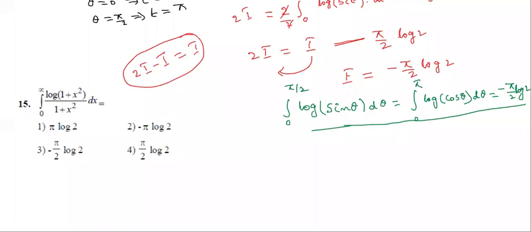Integration 0 to infinity log of (1 plus x square) by (1 plus x square). 1 plus x square means we know that formula, 1 plus tan squared theta and 1 plus cot squared theta. So that's why instead of x, take tan theta. x is equal to tan theta. Then dx is equal to secant square theta d theta.